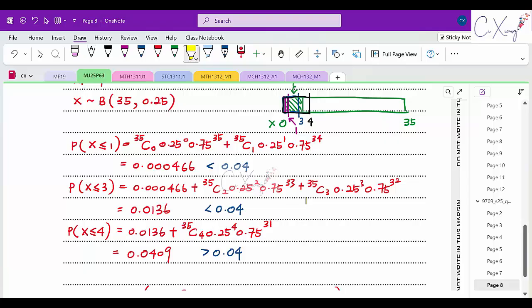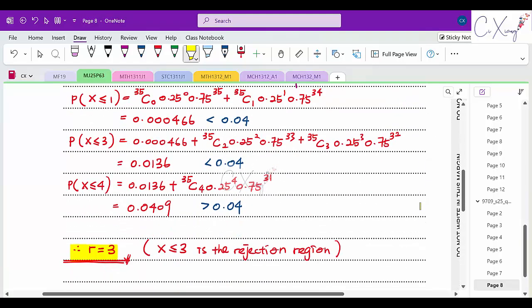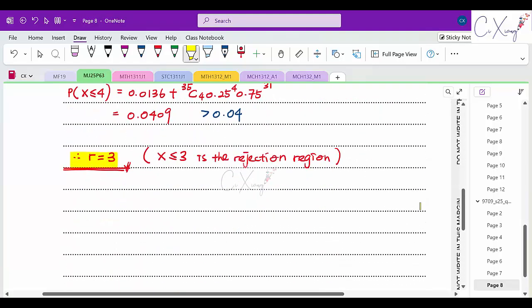Alright, and just to remind you all that this particular diagram cannot be shown in the exam because it is not the correct graph. But to me, it is very helpful because it helps me visualize which values of x are under the rejection region and which are under the acceptance region. Okay, this is what we have for part A. Then let's continue to part B.